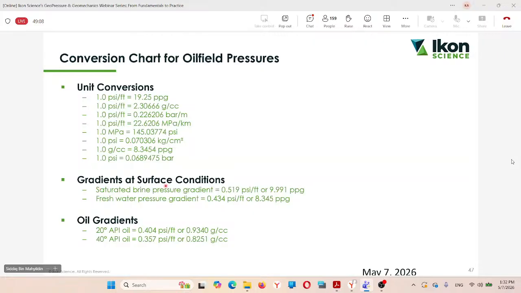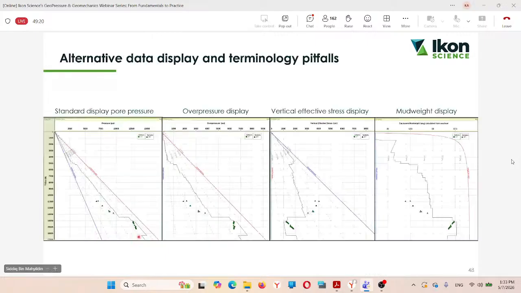What is the gradient at surface condition? And for oil gradient, for example, 20 API oil, what is the normal gradient for oil? 0.4. The heavier oil is at 0.357, for example. And we went through this already, so this is good enough. Let's jump to RokDoc.